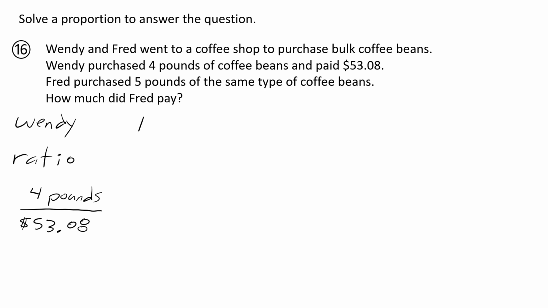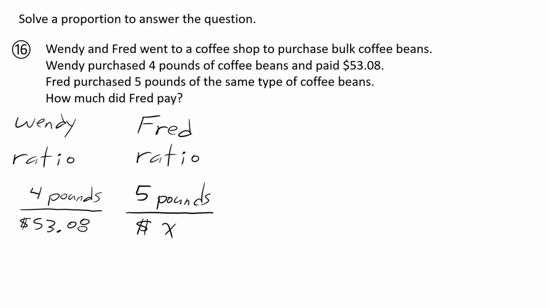Okay, now I want to think of Fred represented as a ratio. Or as a fraction. Now, with Wendy, since I put the pounds in the numerator, for Fred, I need to put the pounds in the numerator. On Wendy, if I had decided to put the money in the numerator, with Fred, I'd have to put the money in the numerator.